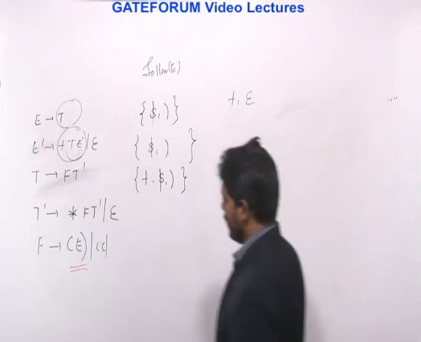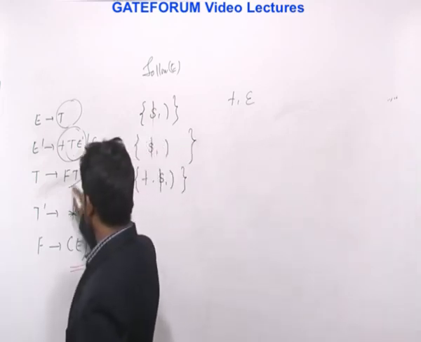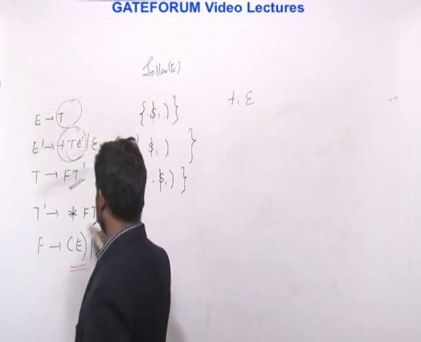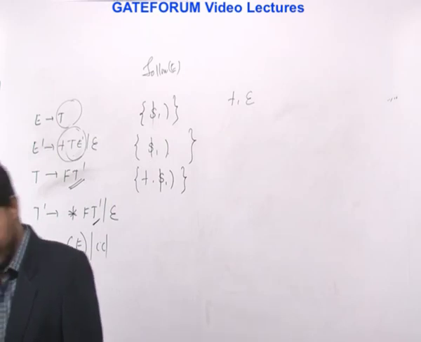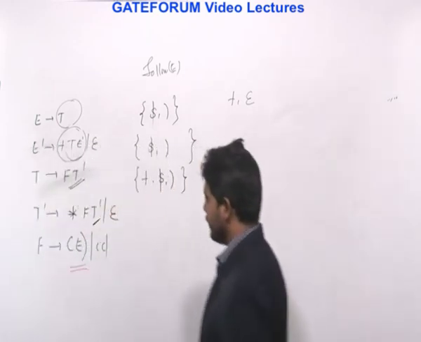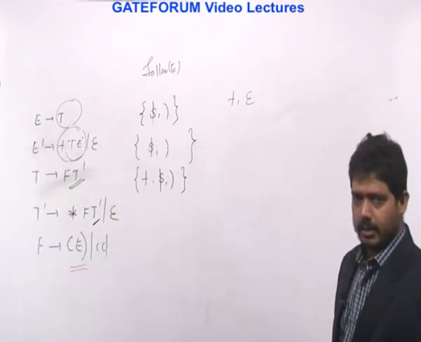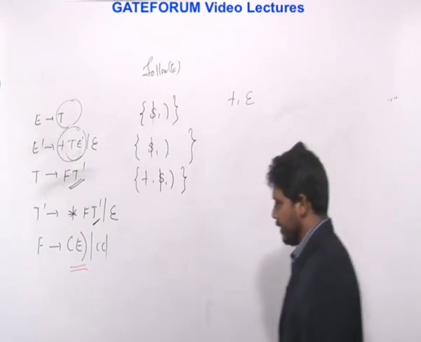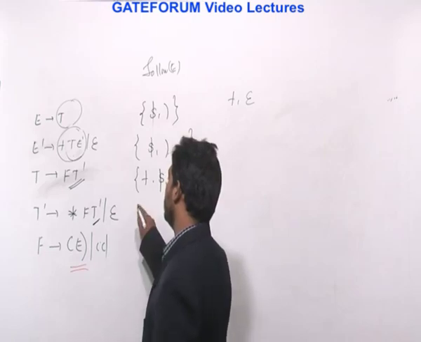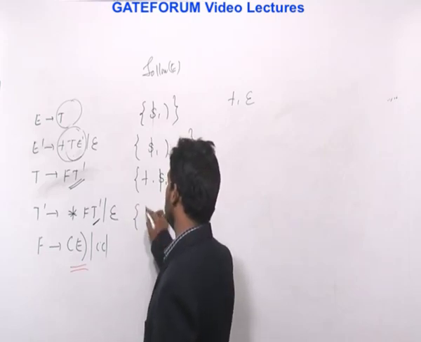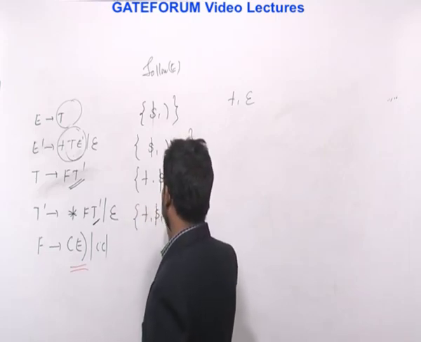T dash. So where is T dash present? T dash is present here, and T dash is present here. Both the places T dash is present, and in that case what they are saying is follow of T dash is follow of T. One is saying that and another is saying follow of T dash is follow of T dash. So in both cases we can include here that follow of T dash is follow of T. So plus, dollar, closing bracket.